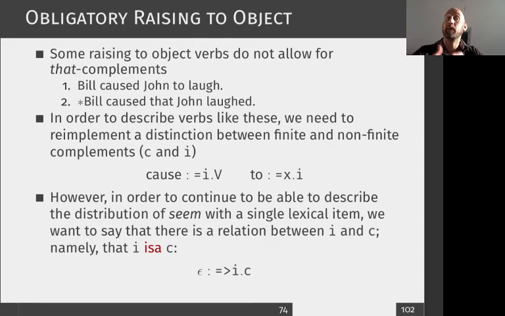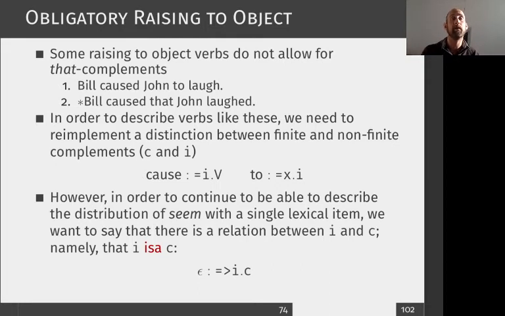Okay, but previously we've seen that we can get away with a lot, we can explain a lot, account for a lot, especially about alternation patterns between verbs that select finite and non-finite complements. If we say that there's a relation between non-finite and finite complements, namely that non-finite complements are the same category as finite complements. Okay?